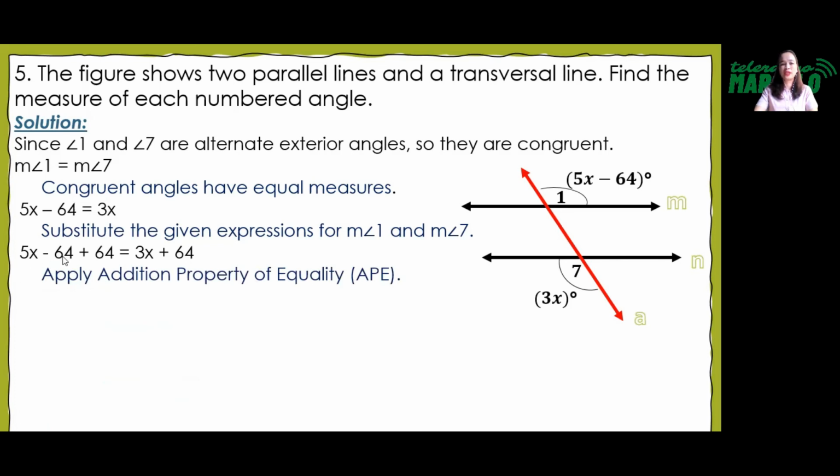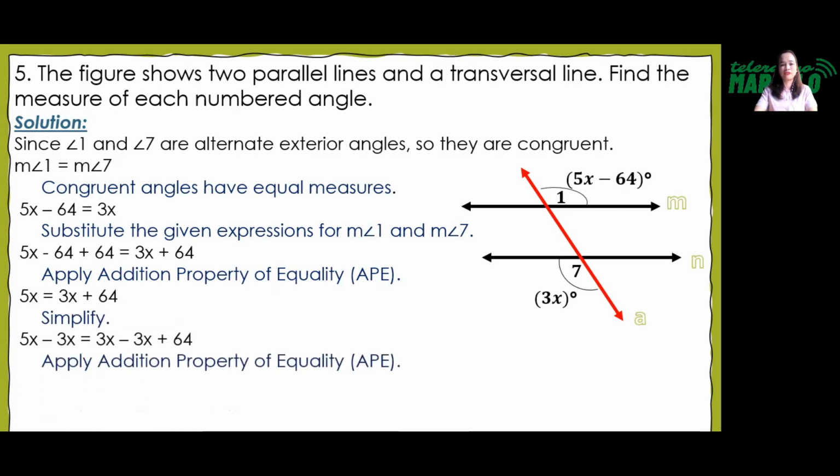We have 5x minus 64 plus 64 is equal to 3x plus 64. Negative 64 plus 64 will cancel out. So we are left with 5x is equal to 3x plus 64. Again, we need to simplify by applying again addition property of equality. And we have 5x minus 3x is equal to 3x minus 3x plus 64. 3x minus 3x is 0. So we are left with 2x is equal to 64. Remember that 2x came from 5x minus 3x.